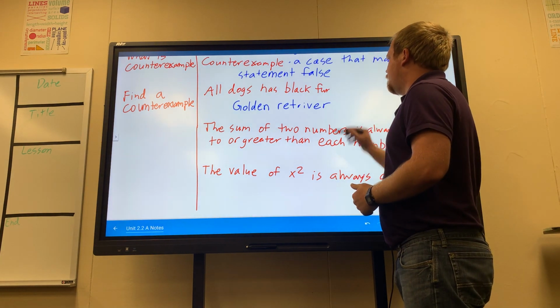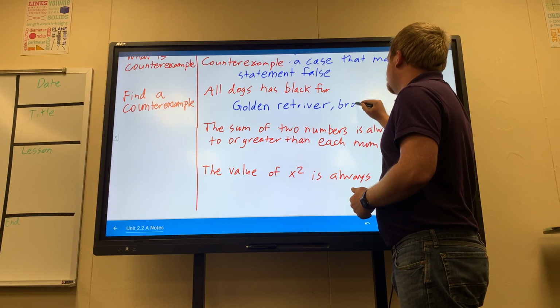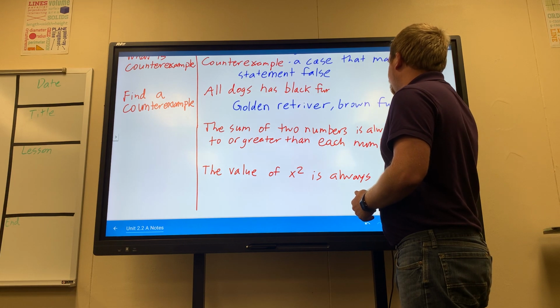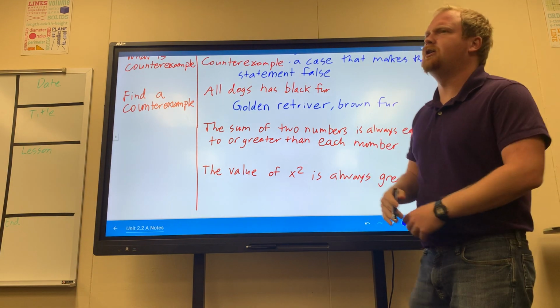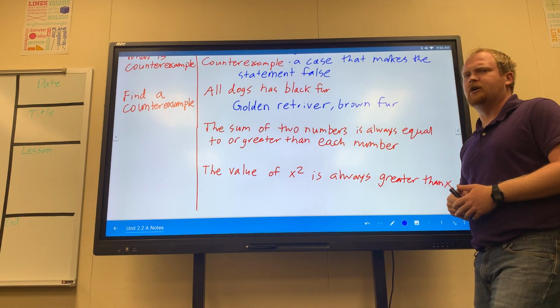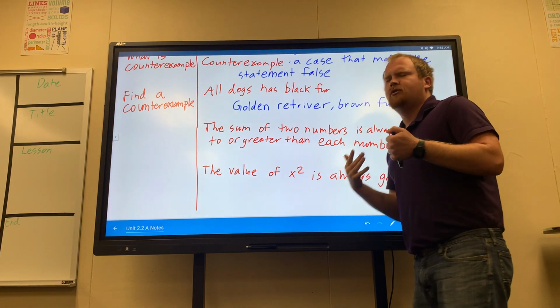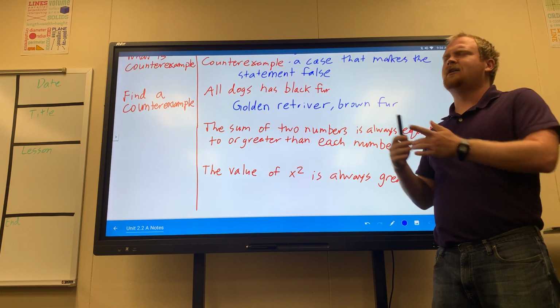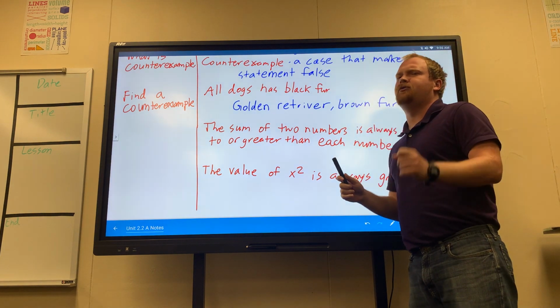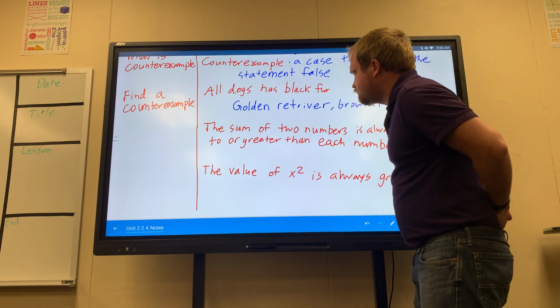Okay? Also, there's brown fur. You can also say that. Some dogs have brown fur. Some dogs have white fur, or anything else. Those are just examples. You don't have to have so many examples. You just have to have one.